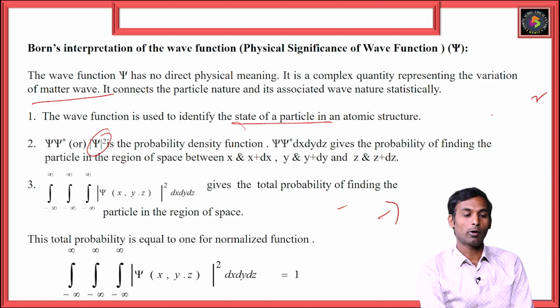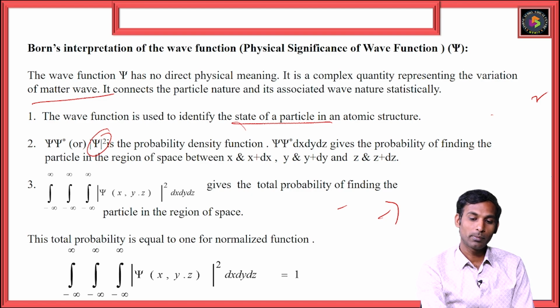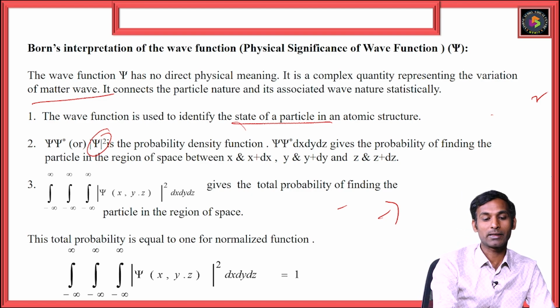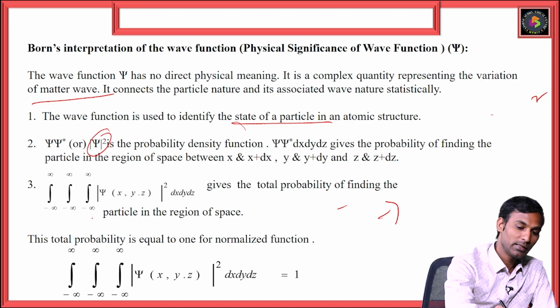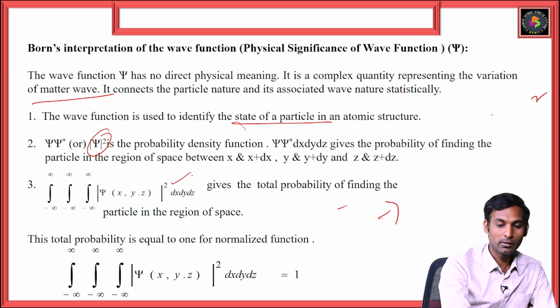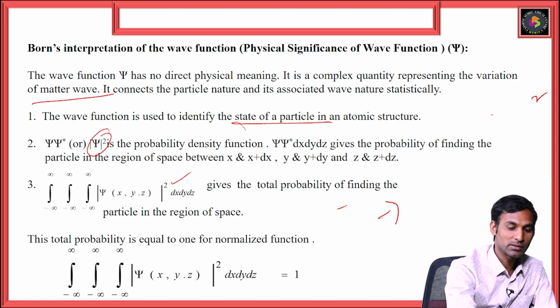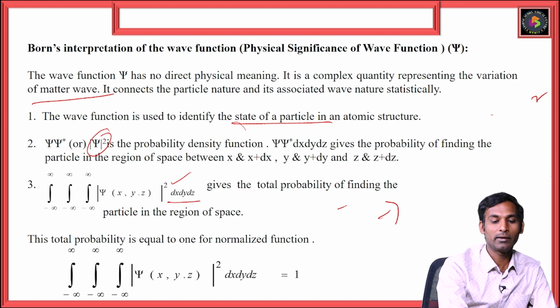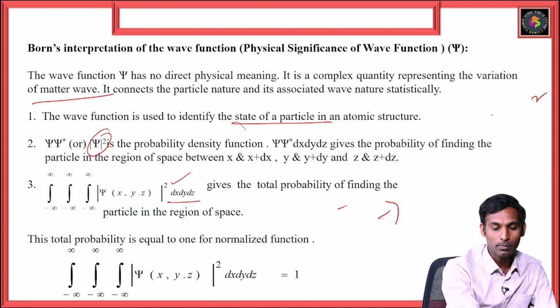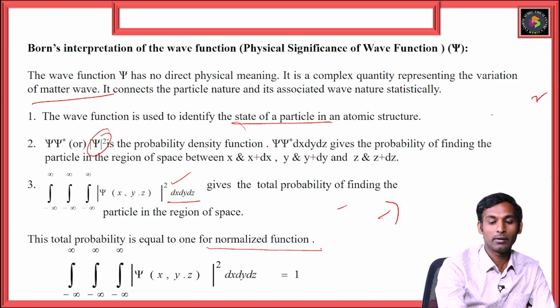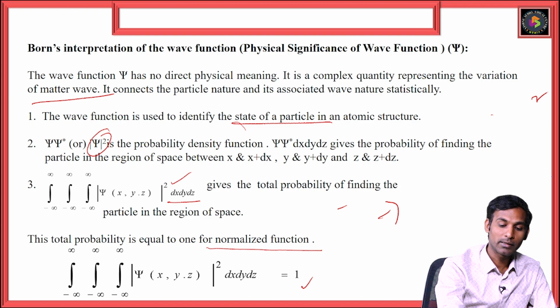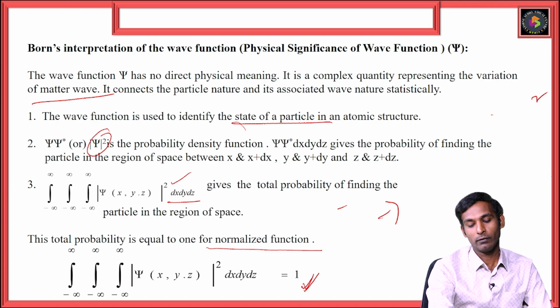Point number 3: the total probability of finding the particle in the region of space is calculated by the integral equation. This symbol indicates the total probability, that is, the integral of the probability density over the region of space is given by this formula. dx, dy, dz indicate the volume element. So the total probability is equal to the normalization condition, which is equal to 1. That means the total probability of finding the particle under the normalization condition should be equal to unity, that is 1. This formula is very important for the wave function.